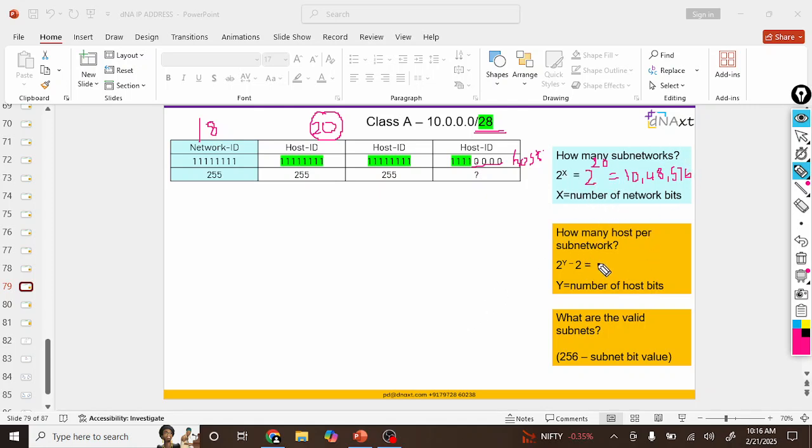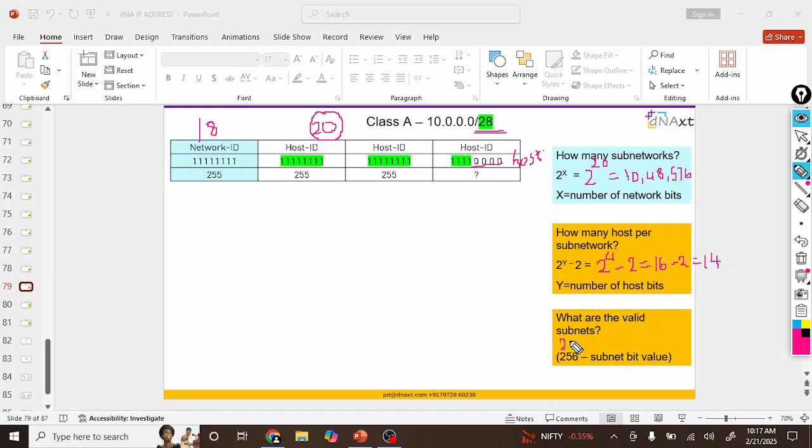How many hosts per subnetwork? That is 2 to the power 4 minus 2. Why? Because we have 4 host bits. 2 to the power 4 is 16. So 16 minus 2, actually 14 endpoints you can attach.